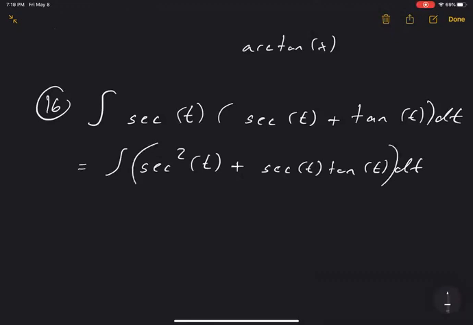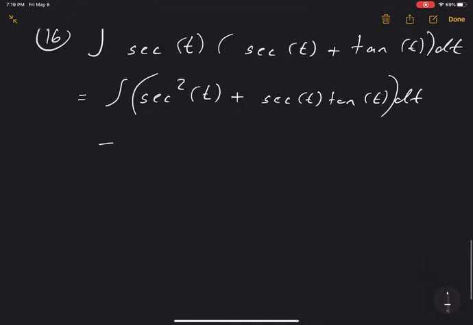So I have the integral of secant squared t plus secant t tan t. Well, again, now I can do this piece by piece. The integral of secant squared, well, that's going to be tan t. And then the integral of secant t tan t, that should be secant t, I believe. And then I have my constant of integration, plus c.